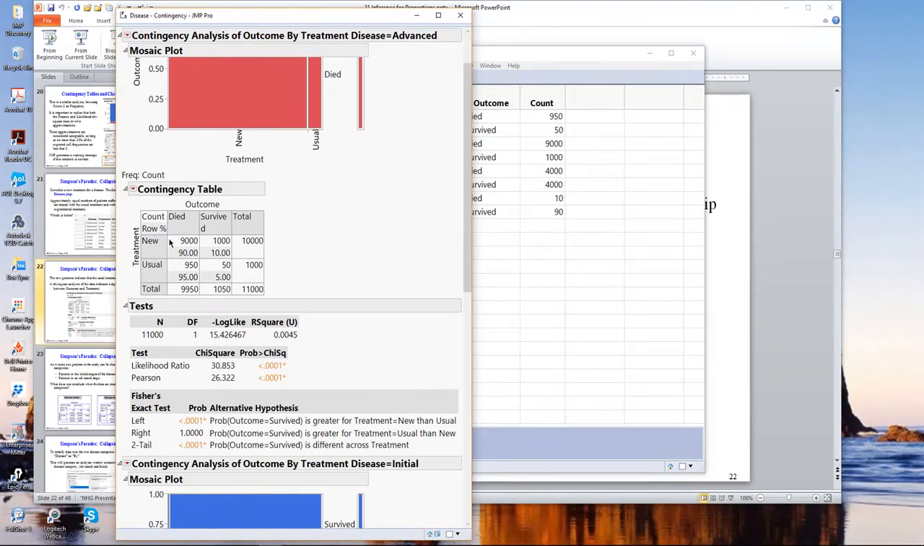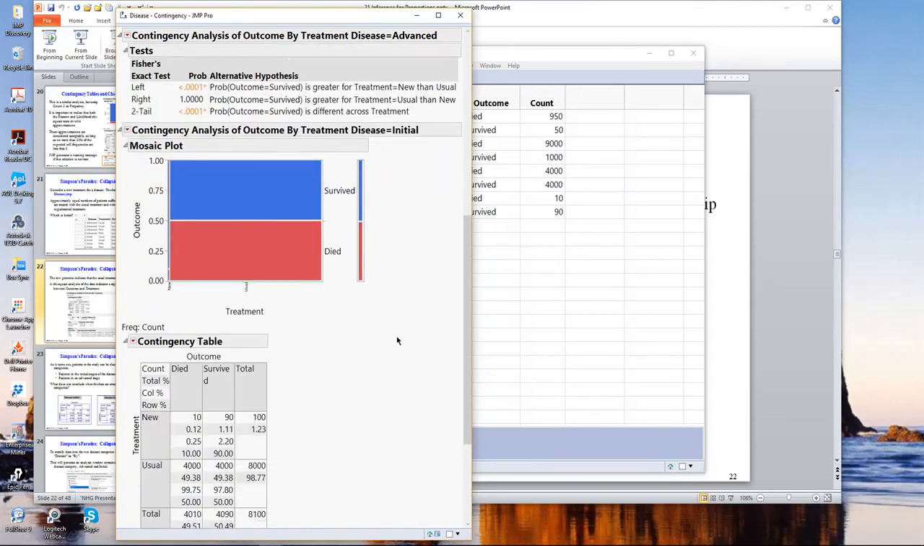Now let's look at the percentage that died. These are high, but again, this is a lethal illness and few people survive once they're in the advanced stage. But overall, it does appear that the new treatment has a lower death rate, or rather, you could say has a higher survival rate, twice as high. And from the Pearson test, this appears to be correct. So now let's look at the initial.